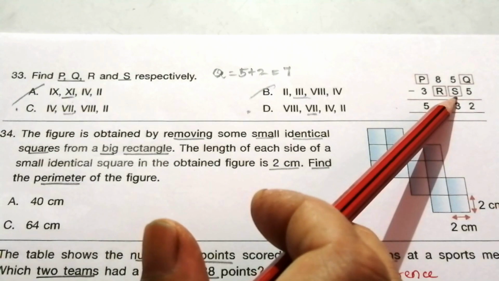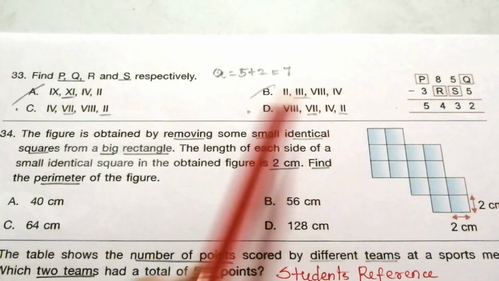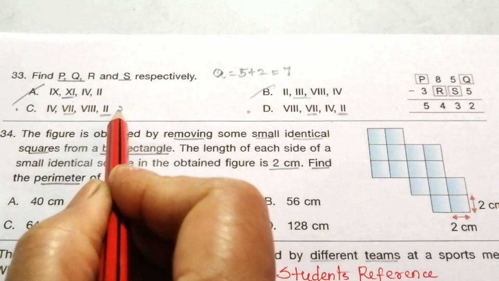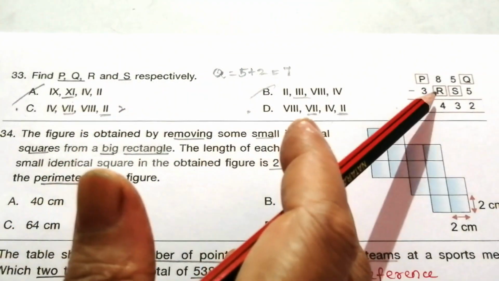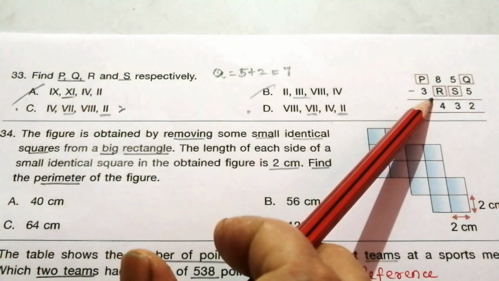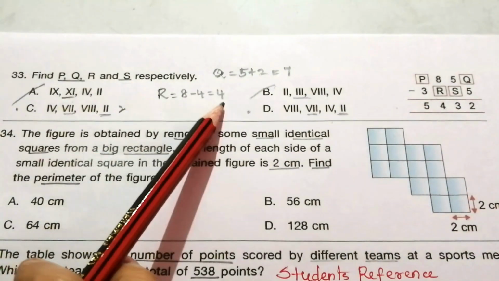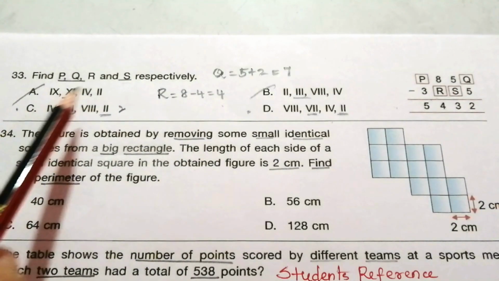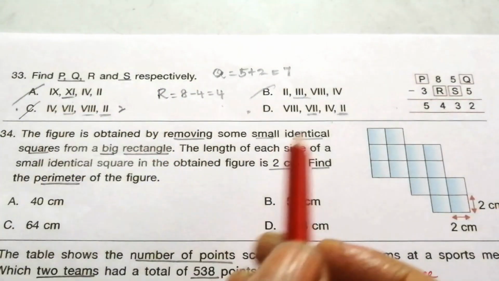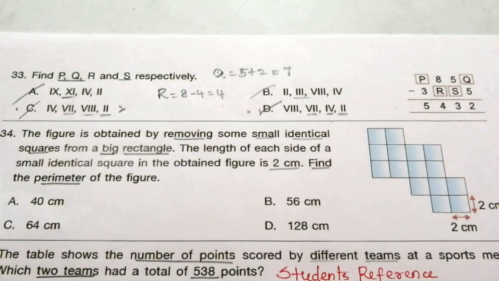And next one is S. In these two options, the value of S is the same, that is equal to 2. So no need to find this. And next one is R. Next we have to find the R value. So to find R, we have to subtract 4 from 8. So the value of R is equal to 4. And here the third one, R is not 4, it's 8. So this is wrong. And here R is 4. Yes. So D is the correct answer.